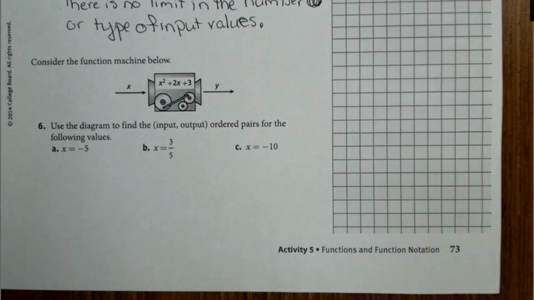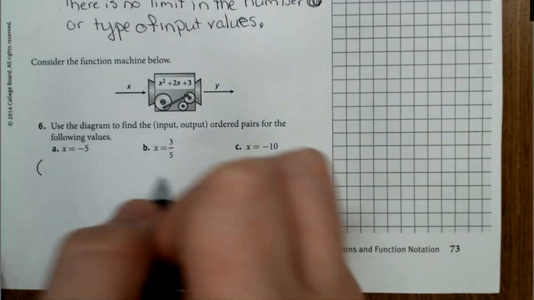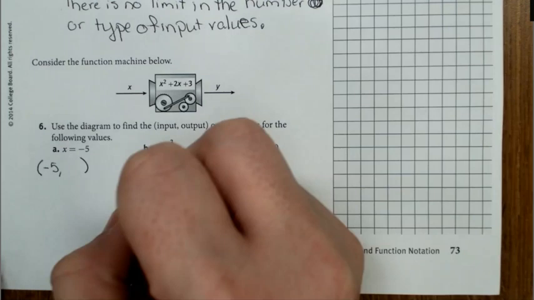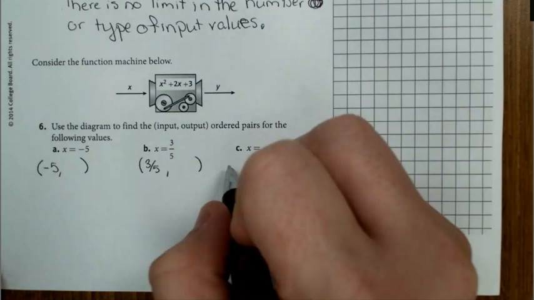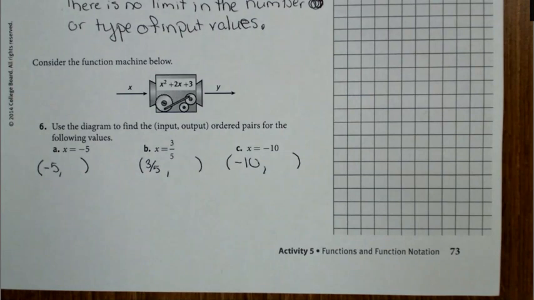Number 6, consider the function machine below. Use a diagram to find the input-output or the ordered pair for the following values. So we're looking for an ordered pair. So remember, it's always x comma y. So this would be negative 5 comma something. This would be 3/5 comma some unknown. And this would be negative 10 comma something. Now, to save time, I'm going to use a calculator.